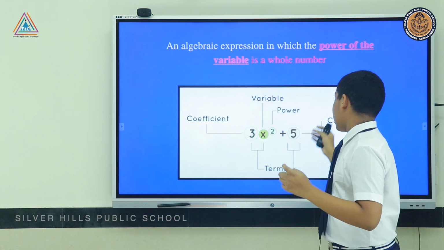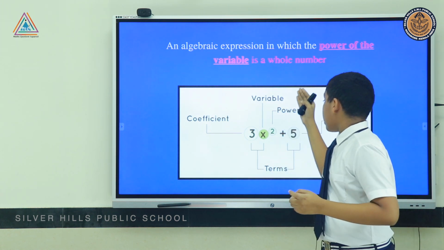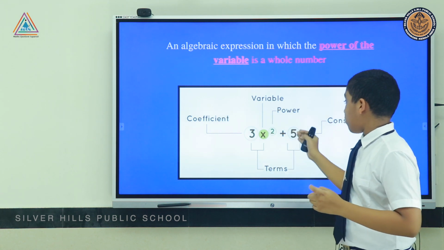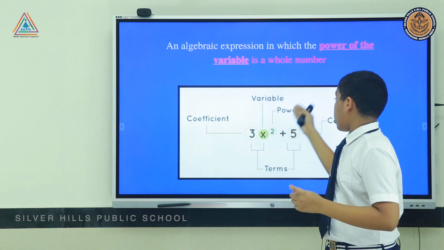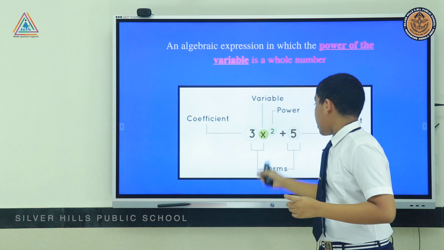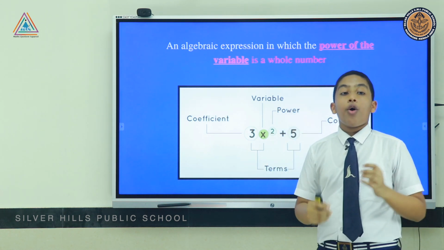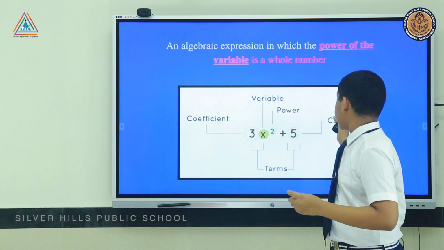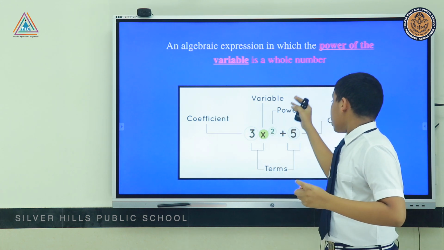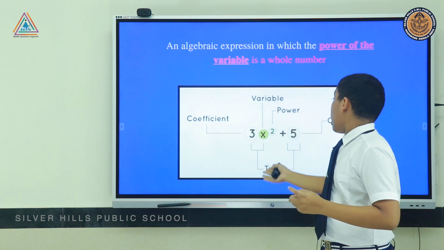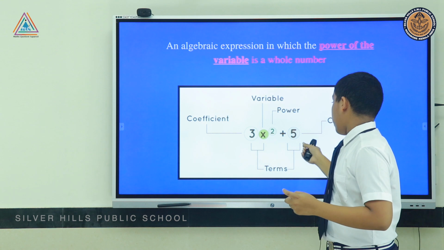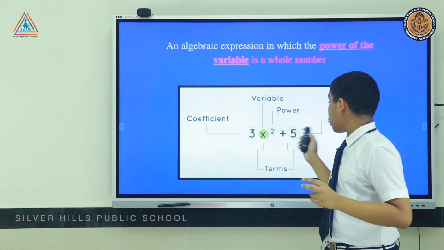The image below explains everything. In the expression 3x square plus 5, 3 is the coefficient of x square and x is the variable here, the power of x is 2 and the constant is 5, and the terms are 3x square and 5. So there are a total of 2 terms there.